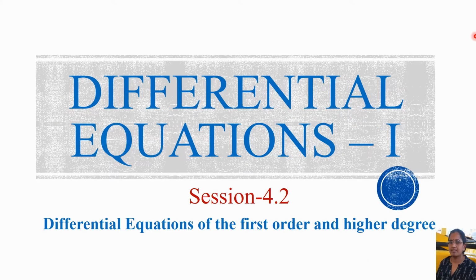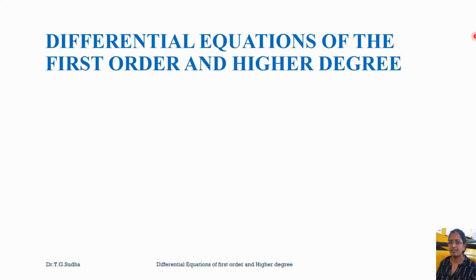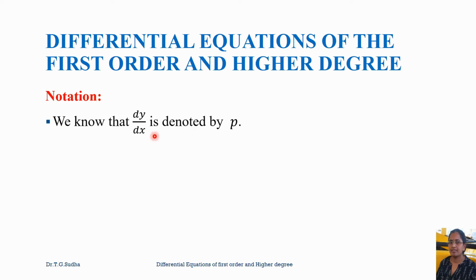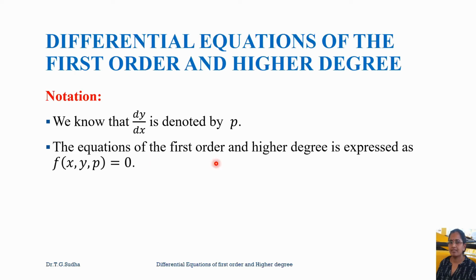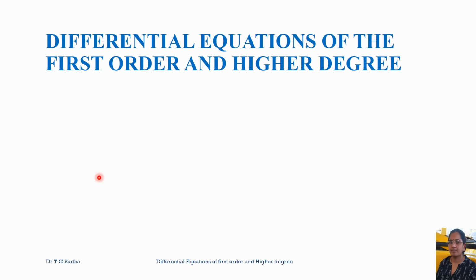In this session, let us discuss about the differential equations of first order and higher degree. In the previous session, we have used the notation dy by dx is equal to p, where p is the small letter here. So dy by dx is denoted by small p. And we have also expressed the first order and higher degree equations in the form f of x comma y comma p equal to 0, where once again p is dy by dx.